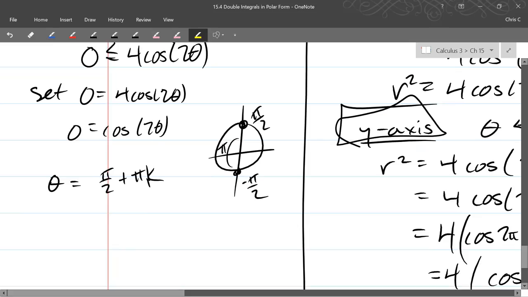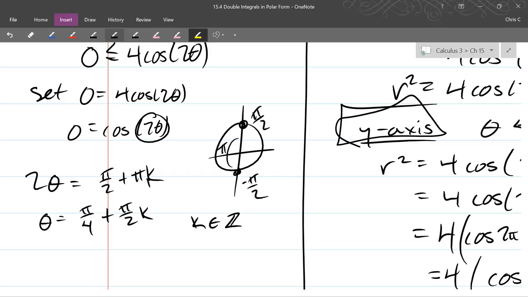So we have in here not theta, but we have 2 theta. So we solve right here for 2 theta, and then just divide everything by 2. And of course, k is any of the infinite number of integers, positive or negative. So all I have to do is pick out which k values do I want to use.